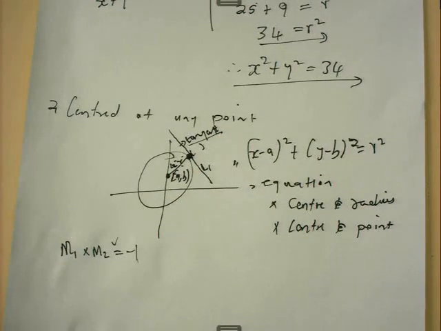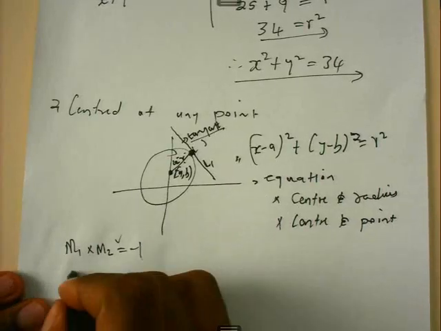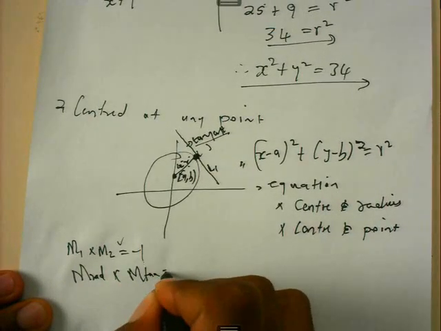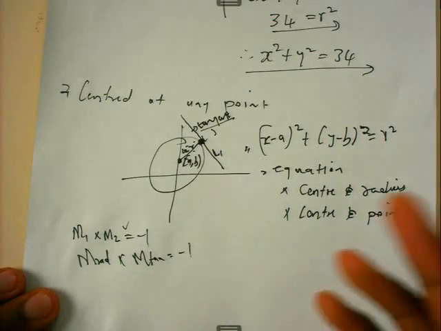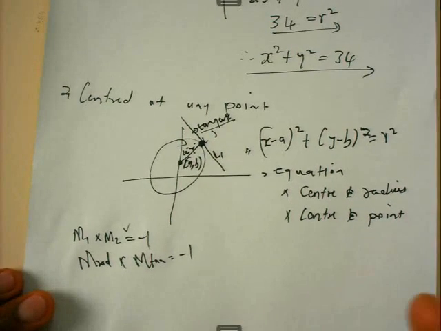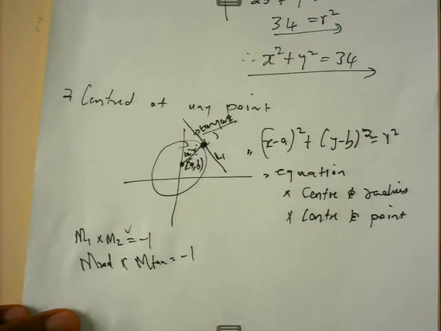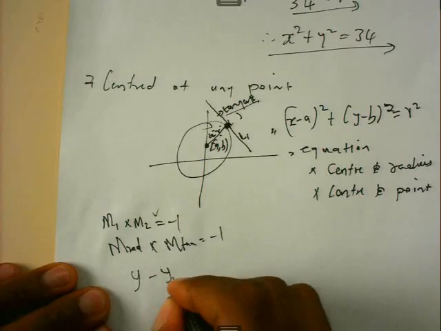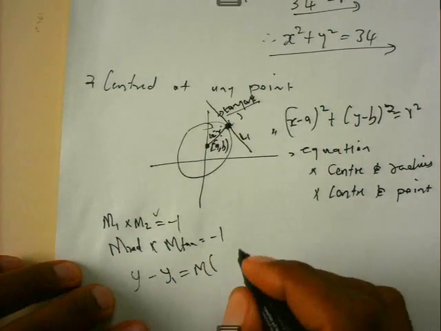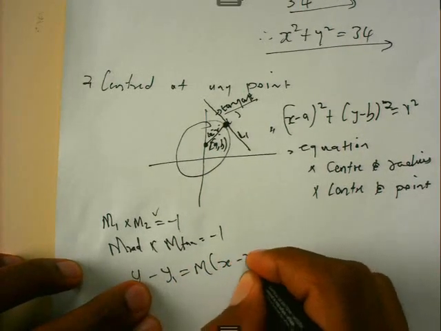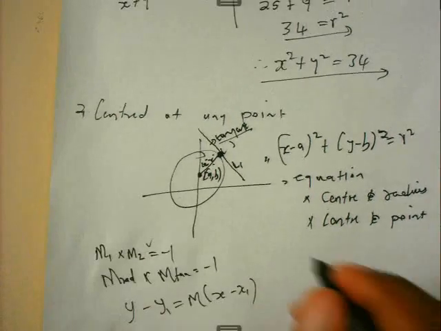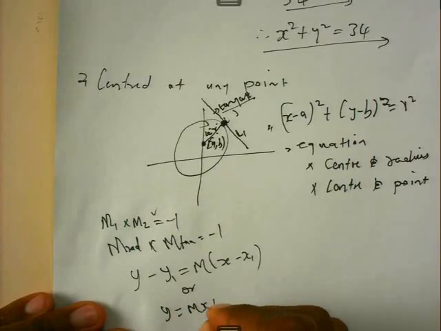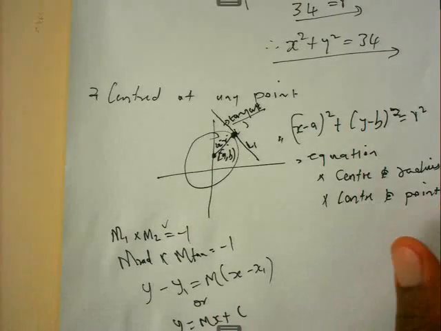Now, once you have that, we say m radius multiplied by m tangent is equal to -1, and therefore you find m tangent by dividing both sides by the gradient of the radius. And therefore, once you have the gradient, you remember the equation of the straight line, y minus y1 is equal to m into x minus x1, right? Or one can also say y is equal to mx plus c, right?